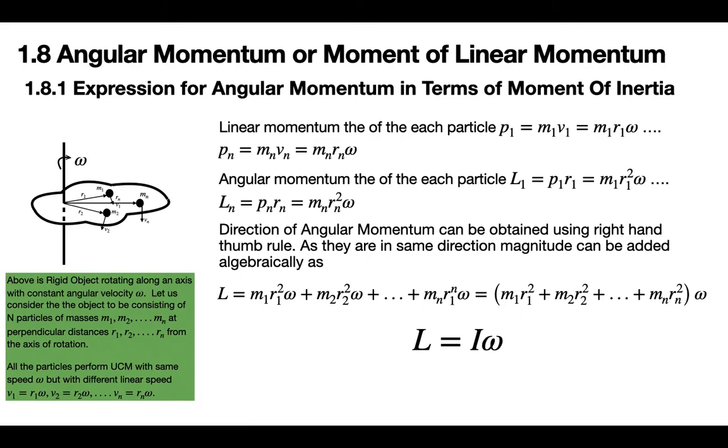So that's how the moment of inertia plays the role of mass in the case of translation. The way in translation the momentum is equal to mass into velocity, similarly the angular momentum is moment of inertia into angular velocity, which is analogous to p is equal to mv.